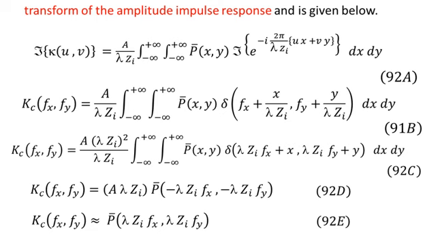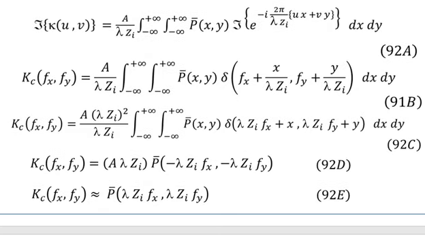So this is the Fourier transform we have evaluated, and now we have to use the property of the delta function in order to further simplify the integral in equation number 92b. We have written the integral in equation 92c as a delta of lambda zi fx plus x, comma lambda zi fy plus y, because we have taken lambda zi common from both parts of the delta. That becomes lambda zi square outside this integral, which we have represented as lambda zi whole square outside the integral. So you can see that 92c is explained.